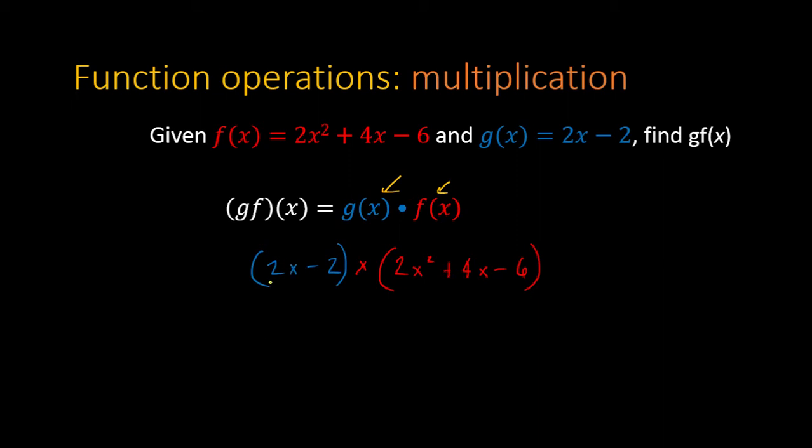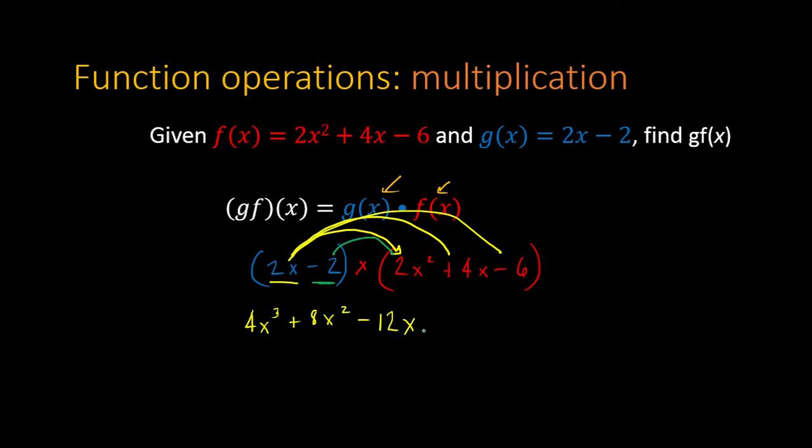So I take 2x times 2x squared, which is 4x cubed. I take 2x times 4x, so it's 8x squared. 2x again, negative 12x. Keep going. So that's the first term, now my second term. So negative 2 times 2x squared is negative 4x squared. Do my next term, I get negative 8x. Notice that that subtraction is going with me. Finally, negative 2 times negative 6 is positive 12.